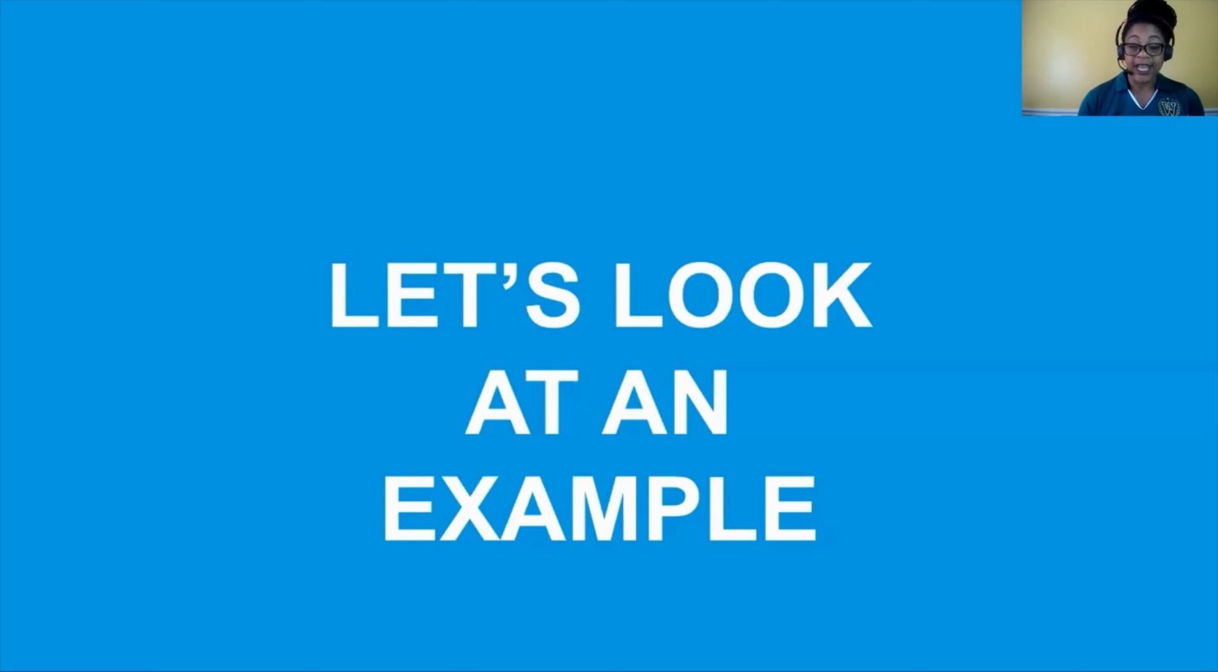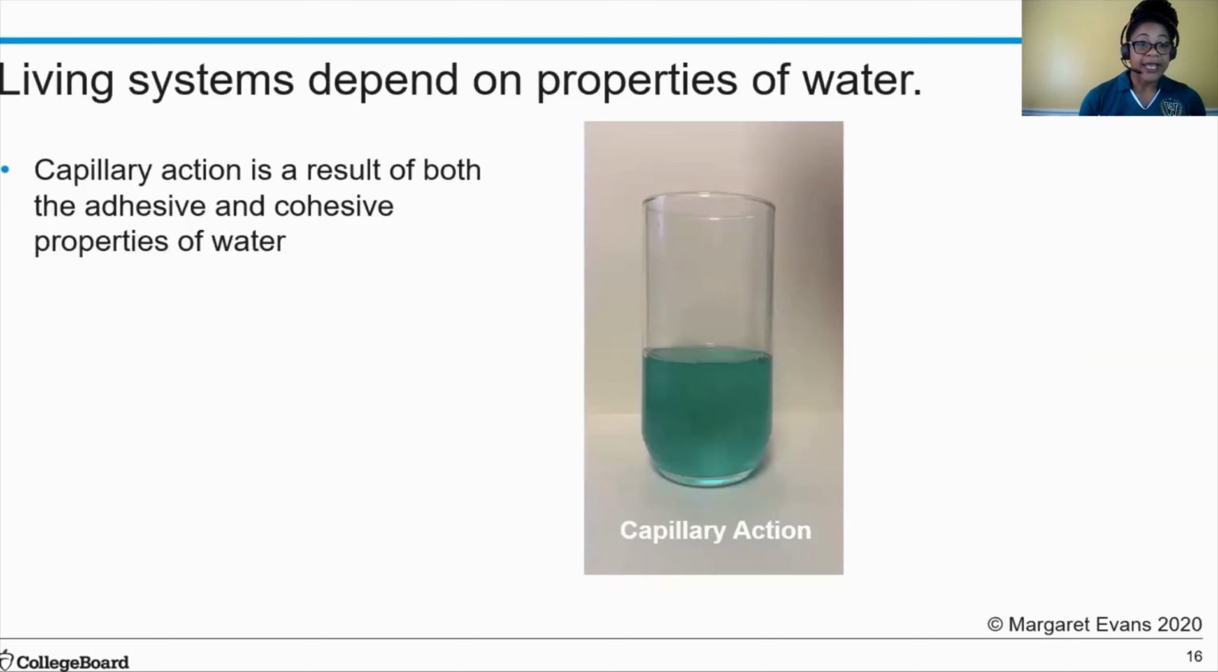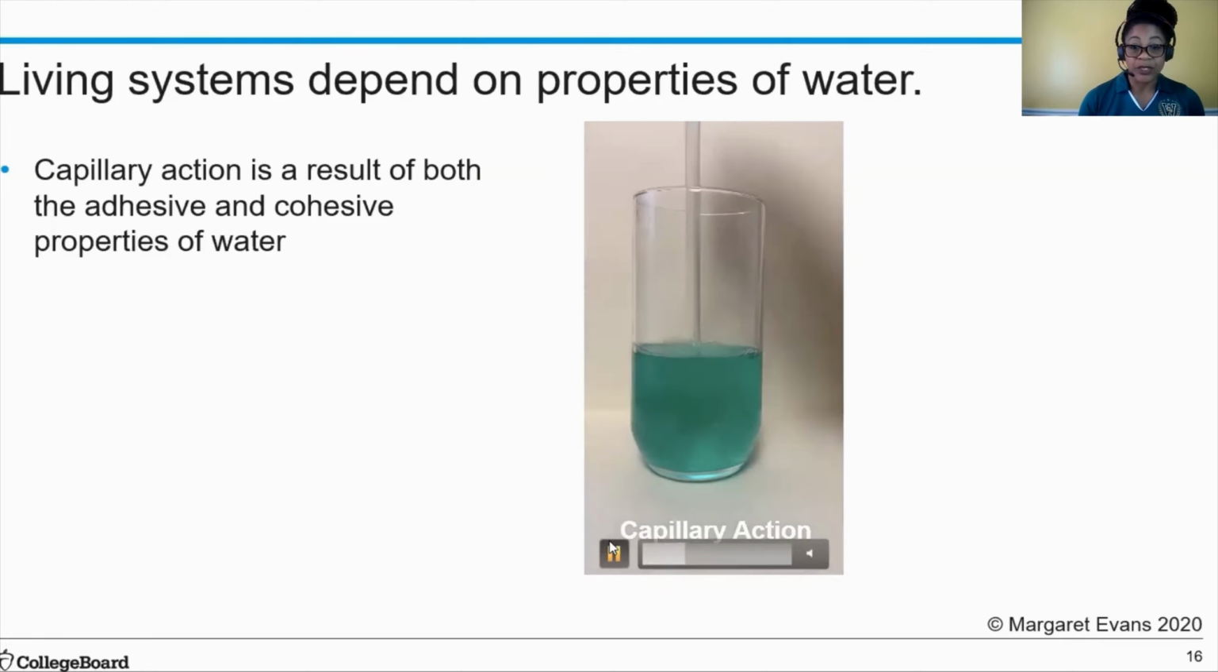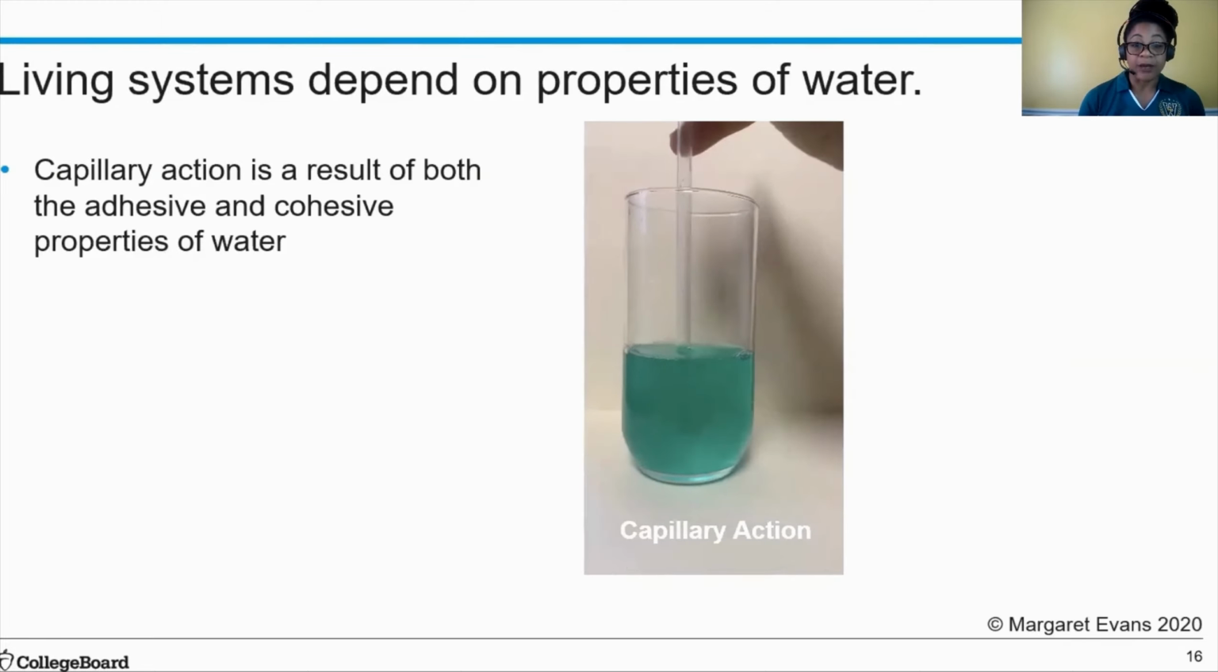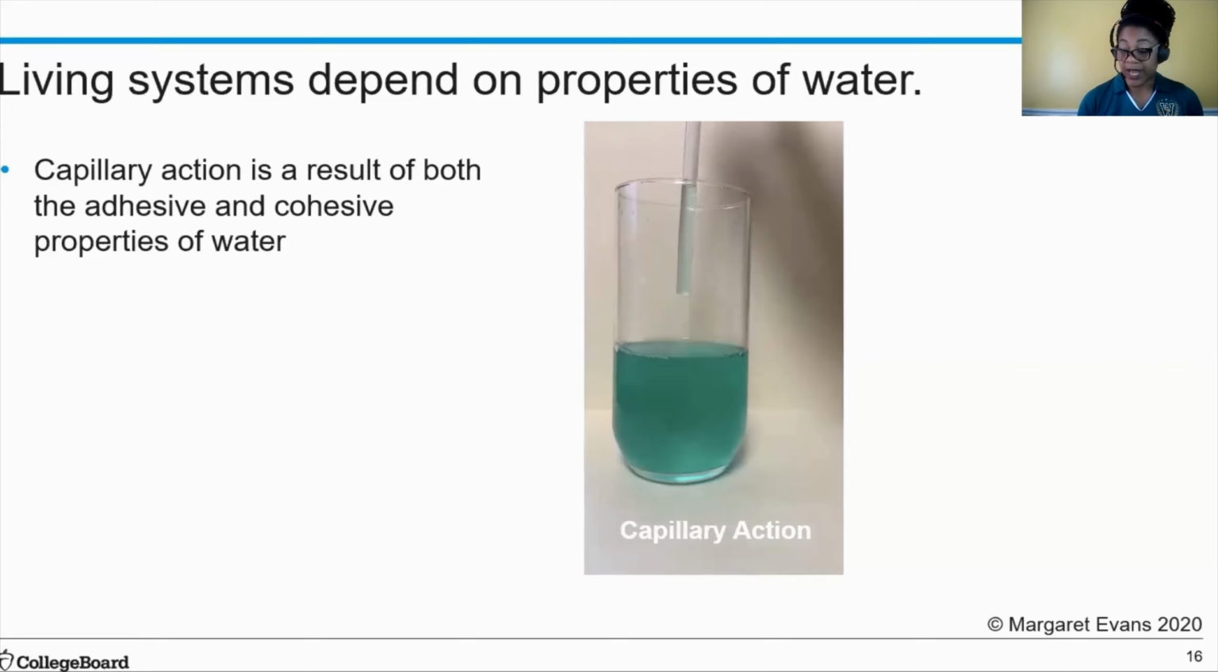Lastly, we're going to take a look at capillary action. Capillary action is a result of the adhesive and cohesive properties of water. And in this video here, you'll see that as I add a thin tube, the liquid automatically goes up into the tube. Now, how is this property important for living things? Well, plants can access water from the soil through this capillary action ability into their roots.